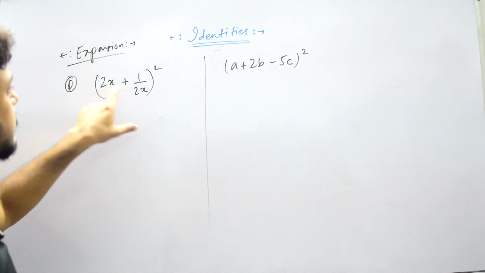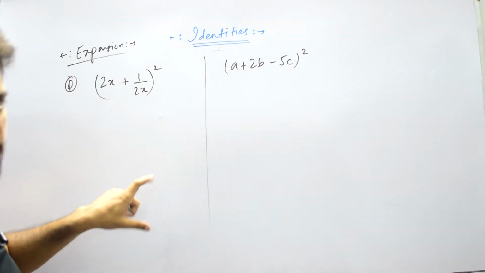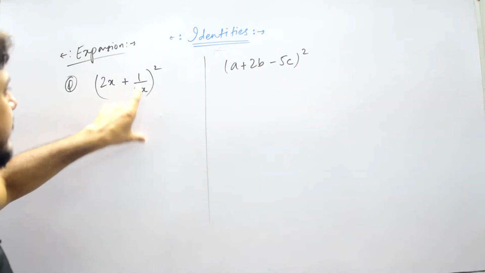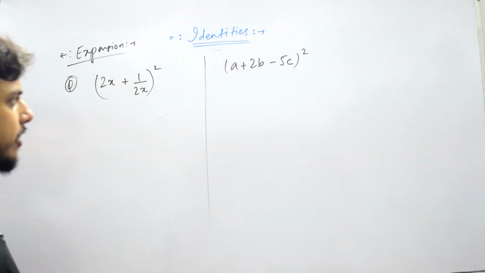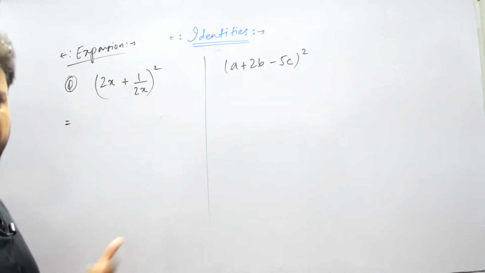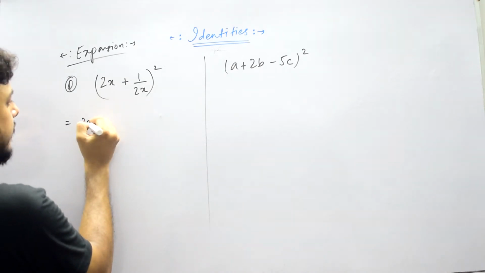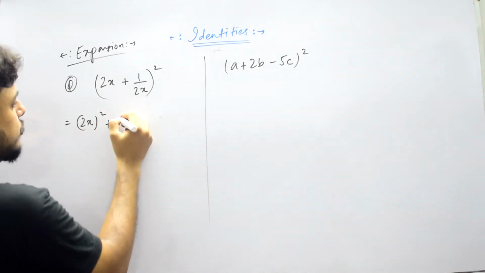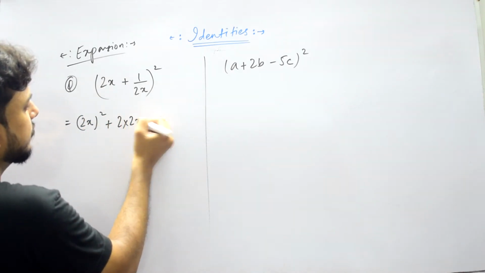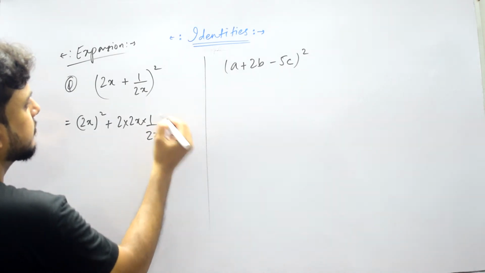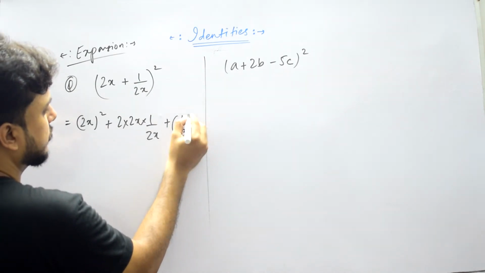You see there are two terms, (A plus B) whole square. So A here is 2x and B is 1 by 2x. So we'll use the formula. The formula for (A plus B) whole square is A square, that is (2x) square, plus 2AB, that is 2 into 2x into 1 by 2x, and plus B square, that is (1 by 2x) whole square.